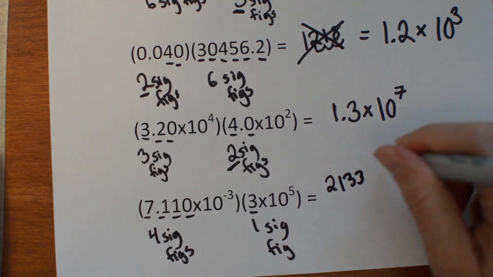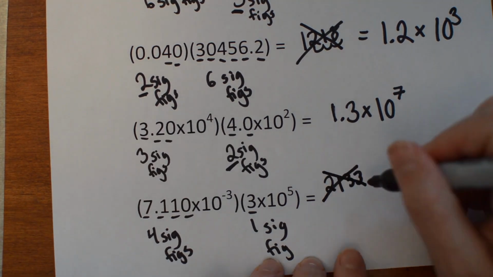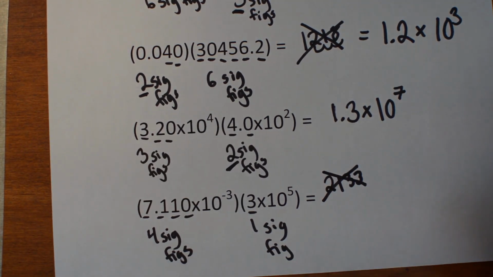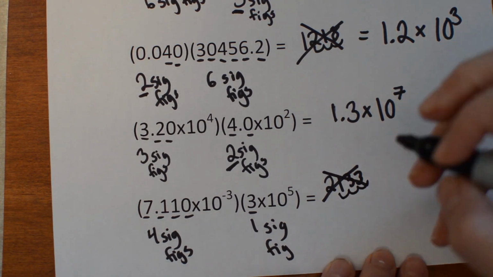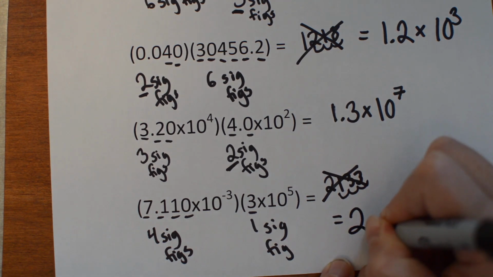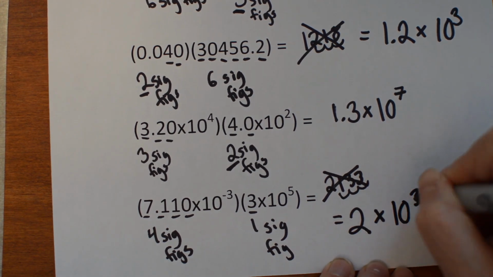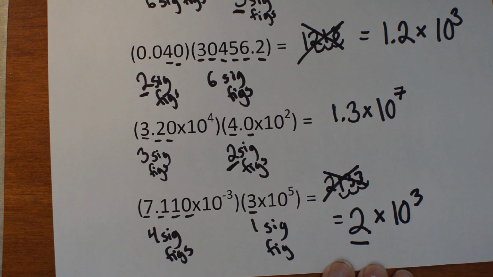2,133, but again, I cannot write that number down, right? Because that number has 4 significant figures, not allowed. I have to use scientific notation. The decimal slid 1, 2, 3 places. So I write it as just 2 times 10 to the 3. So only 1 sig fig there in my final answer.